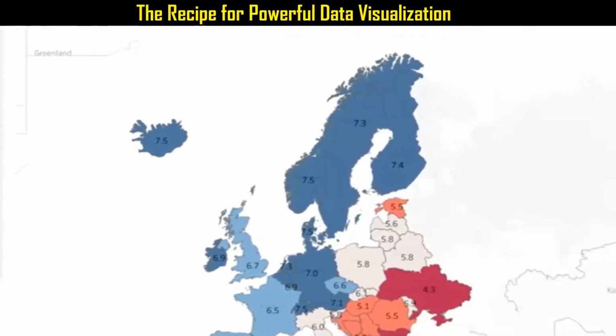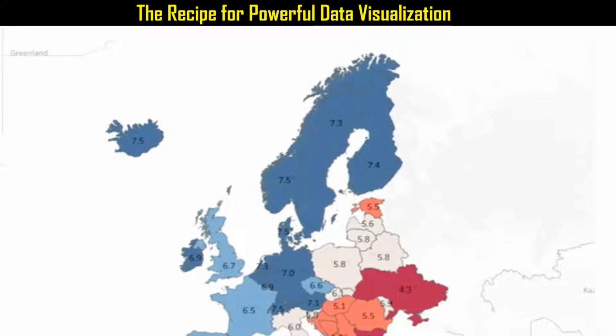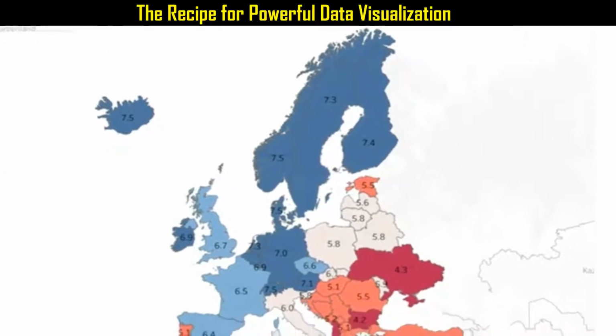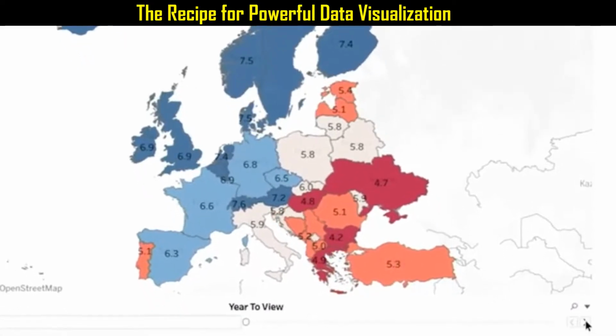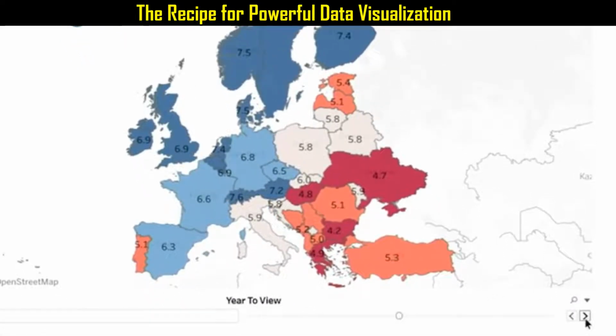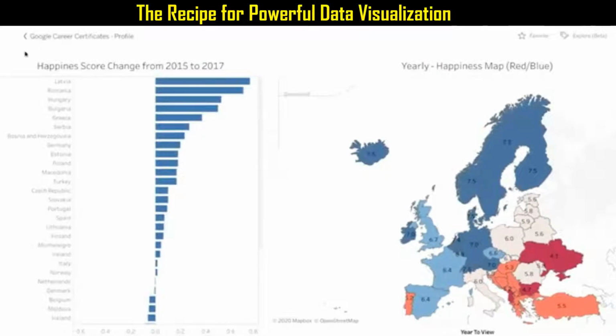On the right, there's a map with overall happiness scores. The color scale moves from blue for the countries with the highest happiness score to red for those with the lowest. If you look below the map, you'll notice a year-to-view slider where people can choose which year's happiness scores to display on the map. It's currently set for 2016, but if someone wants to know the scores for 2015 or 2017, they can adjust the slider. They could then make note of how the color coding and score labels change from year to year.